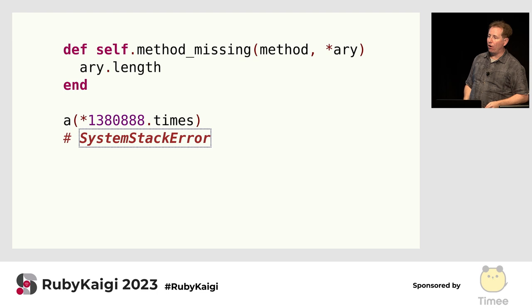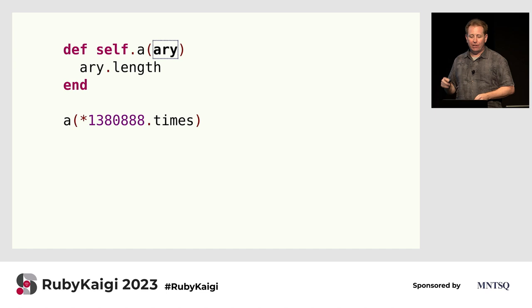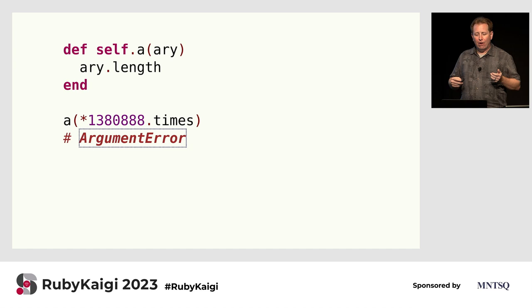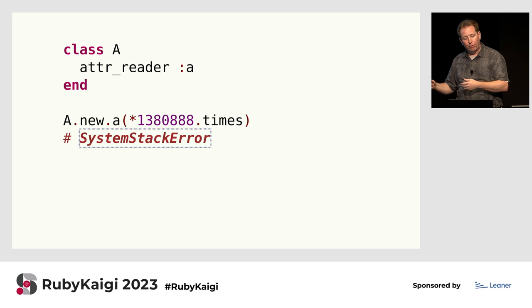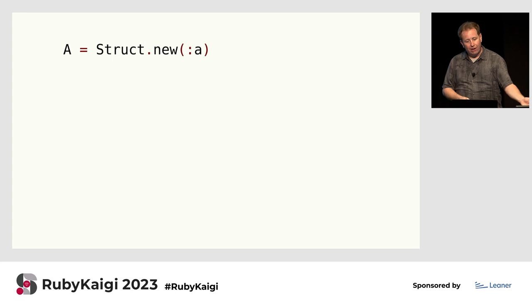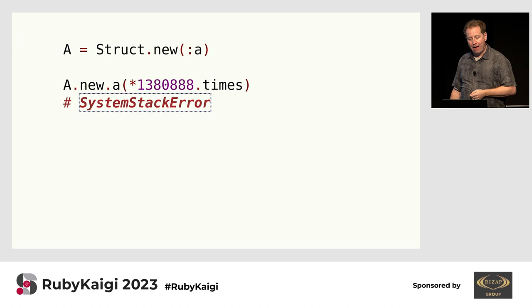So if we go back to the normal method definition and change the argument splat to a regular argument, when calling the method with a large array splat, it would be best to have an argument error raised. But Ruby would raise a system stack error instead in this case. Similarly, if you have a class that uses attr_reader, calling the method defined with a large array splat raises a system stack error instead of an argument error. Same issue is true for attr_writer. If you create a struct class, calling the member reader method for an instance of the struct with a large array splat raises a system stack error instead of an argument error.